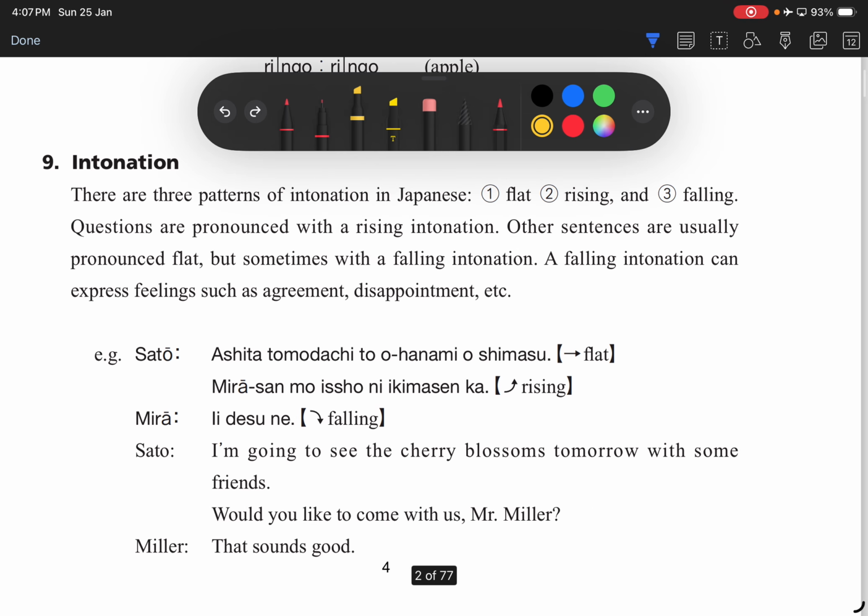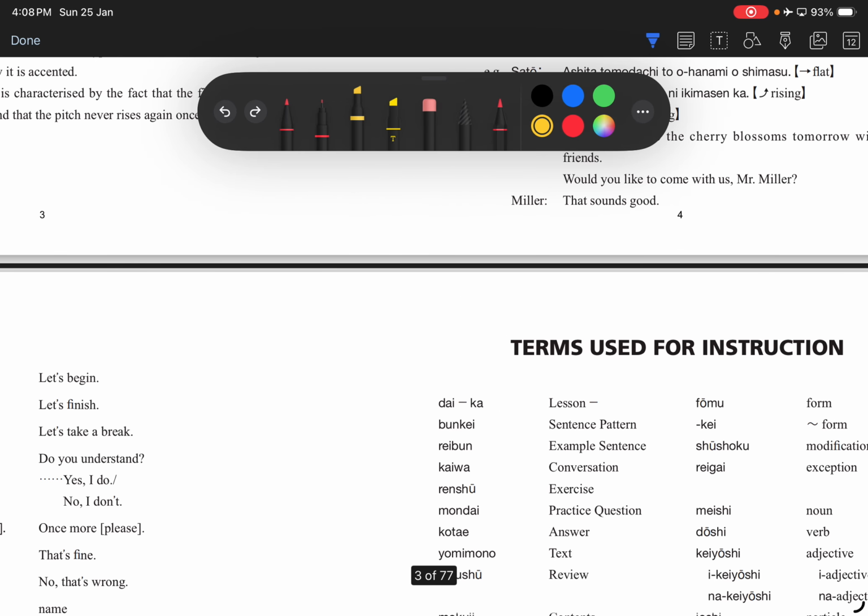I think intonation-wise, Singaporeans are very good at it, because in Singlish we say things like, "Can go?" You all know already. The rising, the flat and the falling sound. Rising means asking a question, "Can go?" So you all understand intonation very well. Singaporeans always use this.